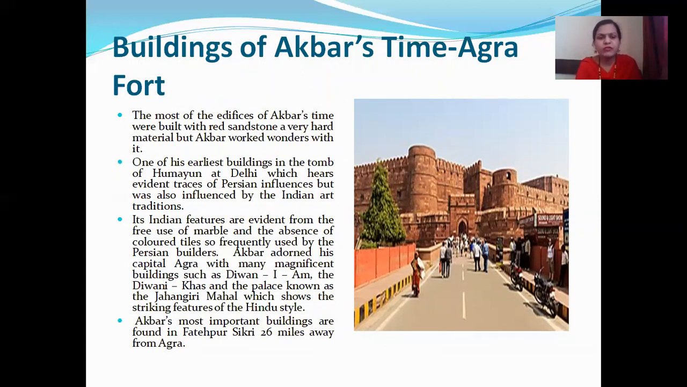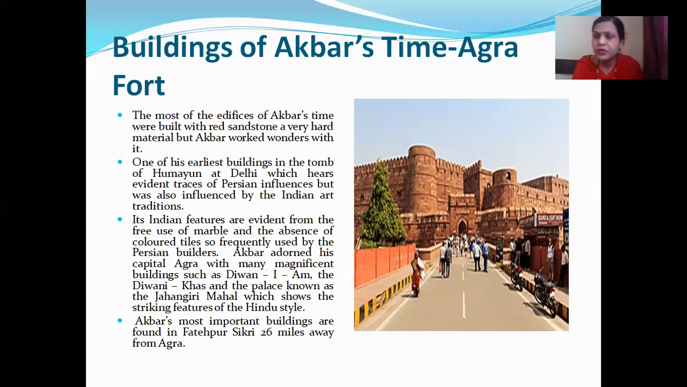Its Indian features are evident from the free use of marble and the absence of colored tiles so frequently used by the Persian builders. Akbar adorned his capital Agra with many magnificent buildings such as the Diwan-e-Am, the Diwan Khas, and the palace known as Jahangiri Mahal, which shows the striking features of Hindu style. Akbar's most important buildings are found in Fatehpur Sikri, 26 miles away from Agra.